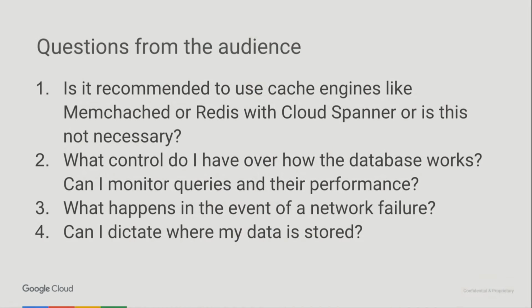Next question. Is it recommended to use cache engines like Memcached or Redis with Cloud Spanner, or is it not necessary? Great question. This is one of those things that depends. There are a lot of distributed systems answers that are it depends. So it depends on the kind of application you have and the latencies that it requires, right? In most cases, Cloud Spanner's latencies are good enough that you can directly query the database itself. And of course, we cache hot data sets in memory, so a lot of that is taken care of by Cloud Spanner itself.